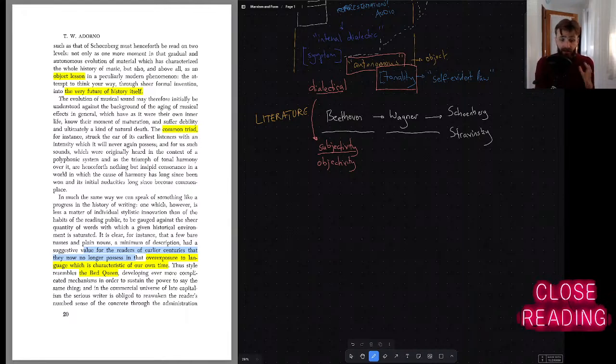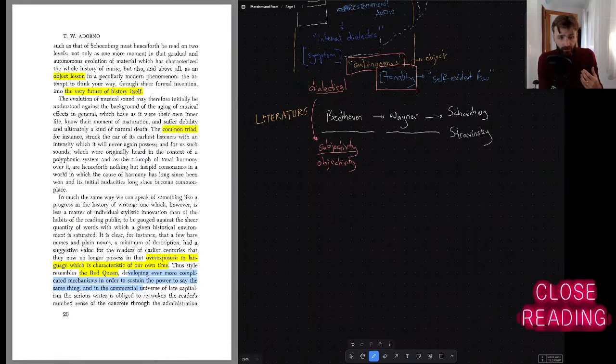So thus the style resembles the Red Queen. The Red Queen here being a figure in Lewis Carroll's Through the Looking Glass, I believe, who represents chaos and kind of developing complexity in some sort of way. I mean, the description is here, developing ever more complicated mechanisms in order to sustain the power to say the same thing. So the Red Queen might be a measure of a sort of authority that wants to sustain its authority by continually changing itself, by continually creating new complex mechanisms in order to stay the same, in order to stay in power.